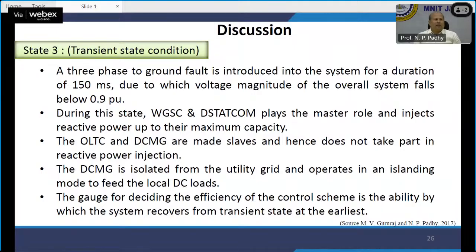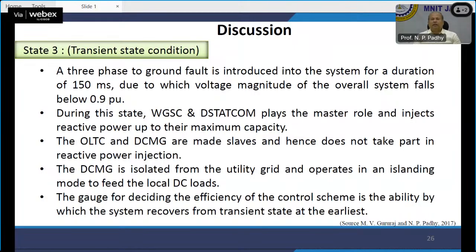Okay, when there is a fault, at least the microgrid we operate in islanded mode and we evacuate the reactive power from the master, that is the wind grid converter as well as DSTATCOM. The OLTC and DC microgrids are not involved. The DC microgrid is anyway isolated and the OLTC is keeping quiet. The gauge for deciding the efficiency of the control scheme is the ability by which the system recovers from transient state at the earliest. Your control system, your algorithm, is beautiful if you're able to recover from the fault.